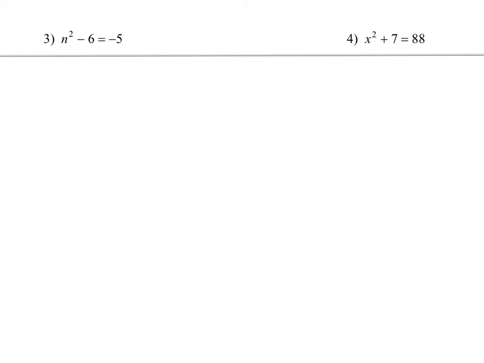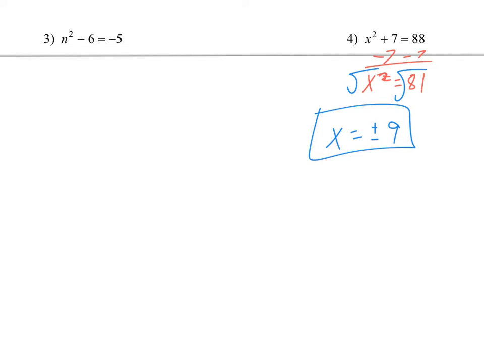All right, next up, number 4. For this one, our squared is not isolated yet, so we need to isolate it first by subtracting 7. That gives me x squared equals 81. Then we're going to take the square root on each side. So x would equal plus or minus 9. Once again, I just have to put that plus or minus in front because I created the square root. Once again, you can separate that out as 9 and negative 9. I'm just going to leave it as the plus or minus.